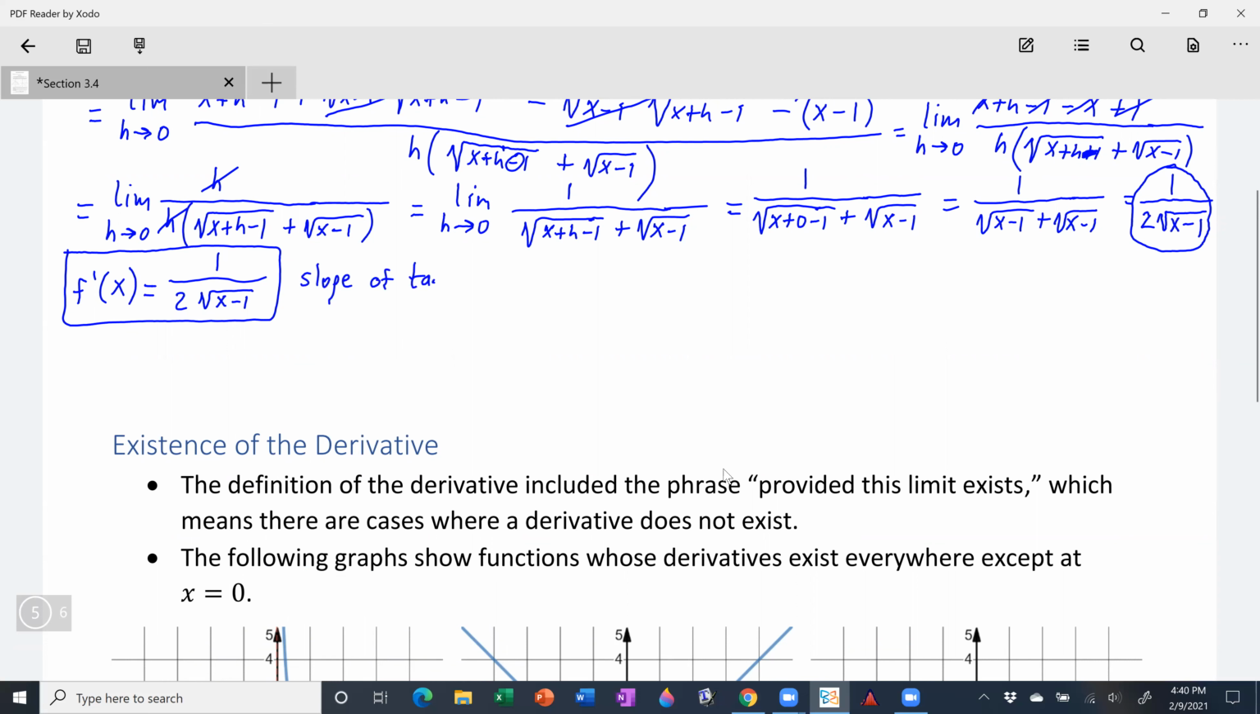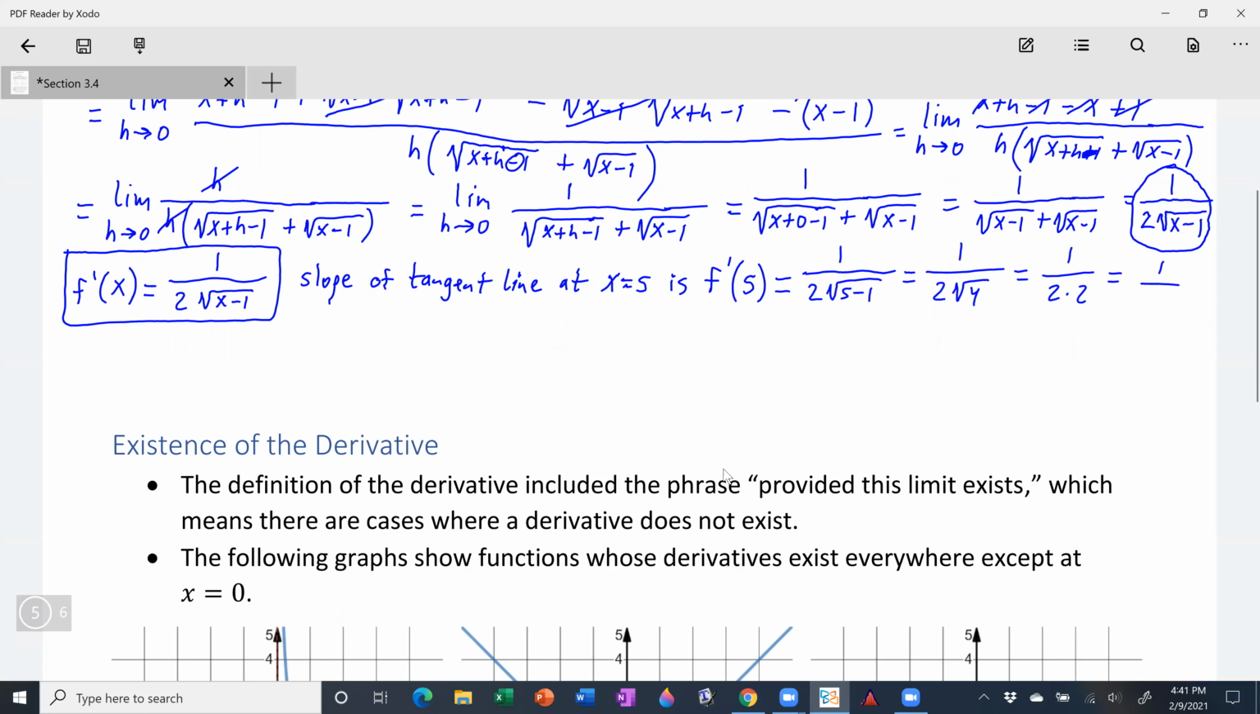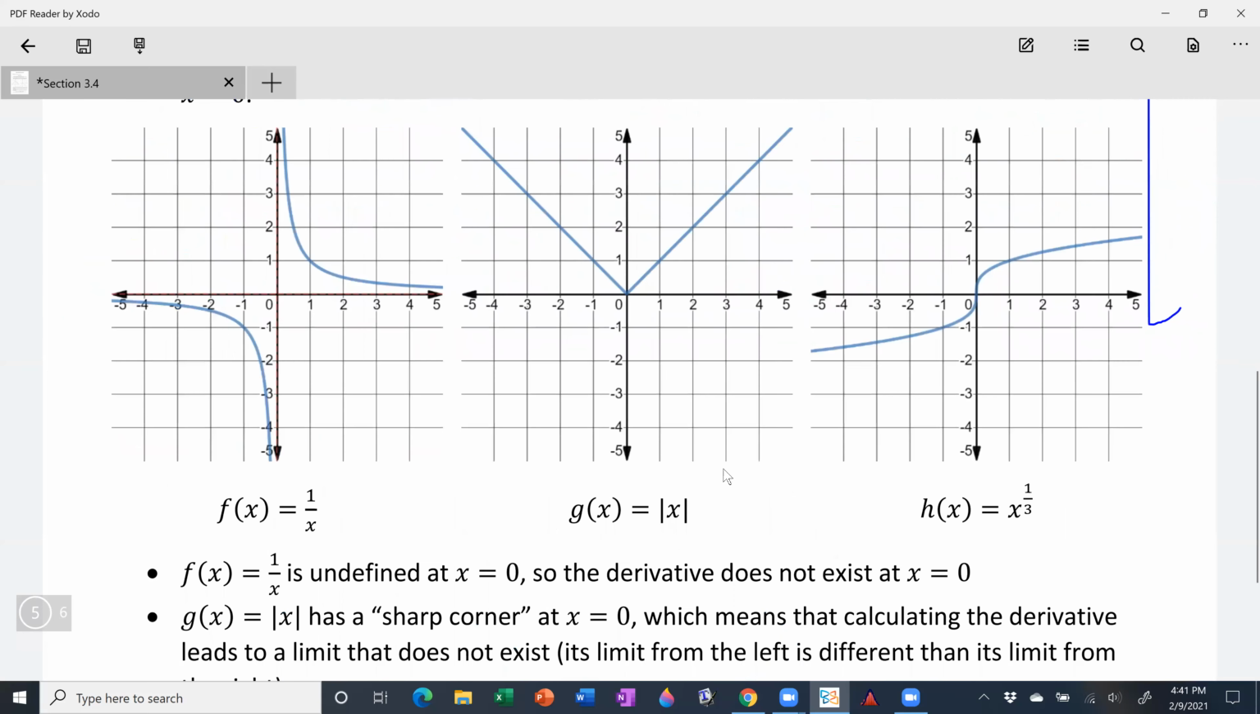So we know that the slope of the tangent at x equals 5 is f prime of 5. We did all that work and now we just plug this in. 1 over 2 root 5 minus 1. So that's 1 over 2 root 4, which is 1 over 2 times 2. So that is the slope of the tangent.